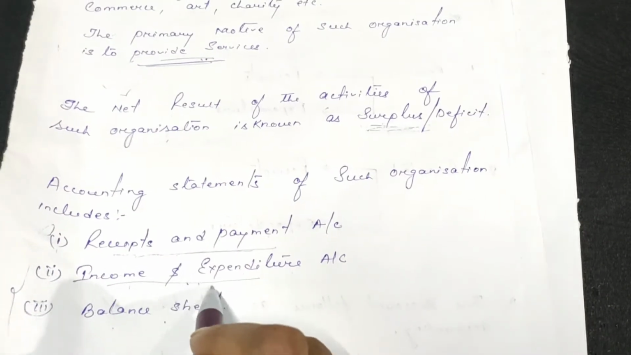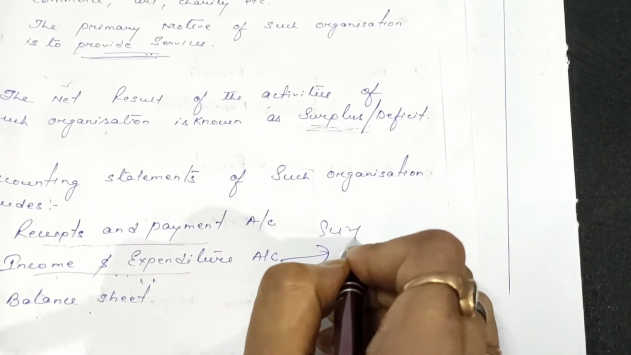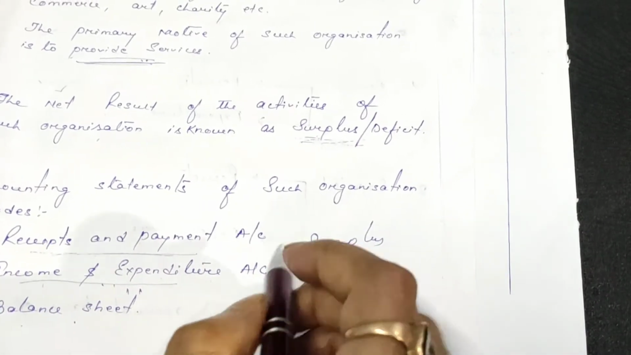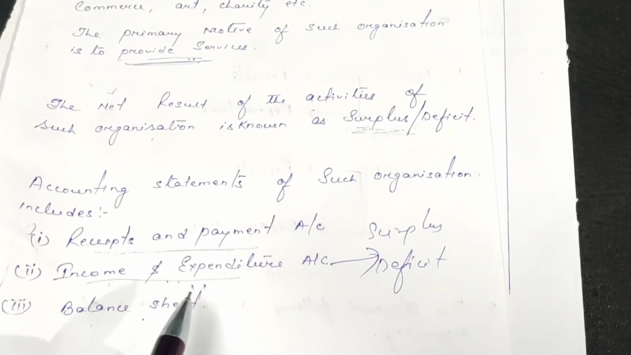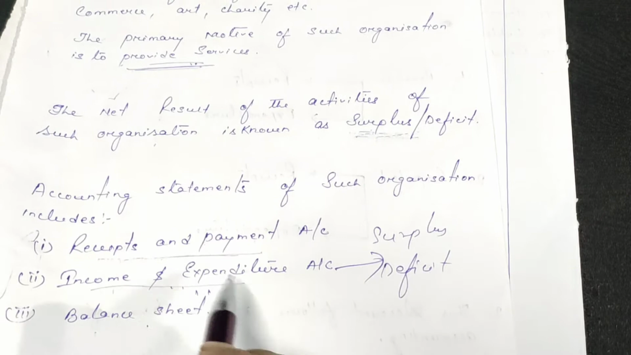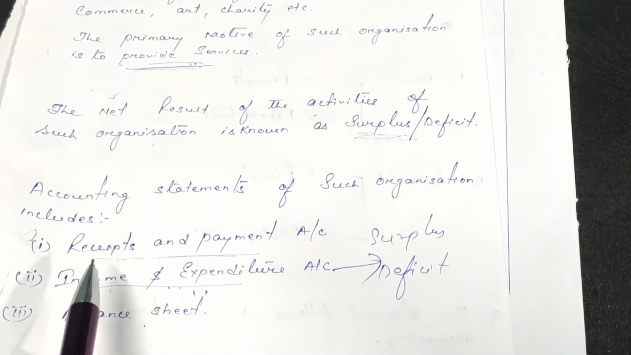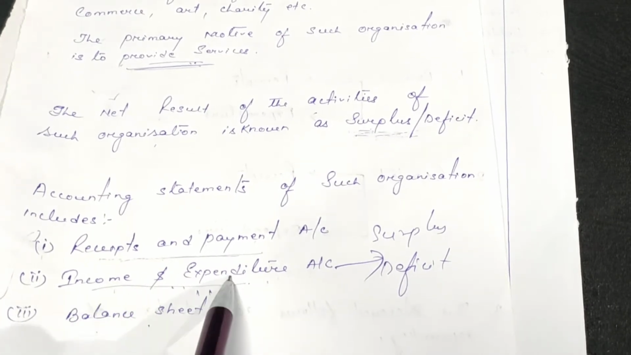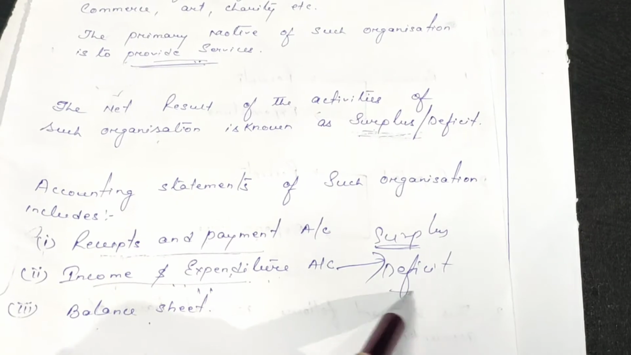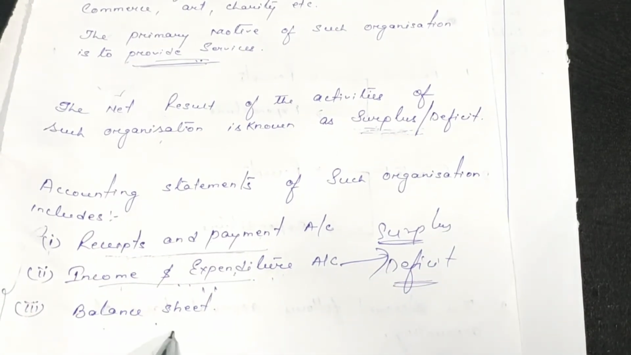Now when you prepare this income and expenditure account, it is at this time that you get either surplus or deficit. So you can say it is like the profit and loss account of a normal business organization. For this we don't use the words trading and profit and loss account, we use the words income and expenditure account. At the end of this account, you will get either surplus or deficit. And then you will prepare the balance sheet.